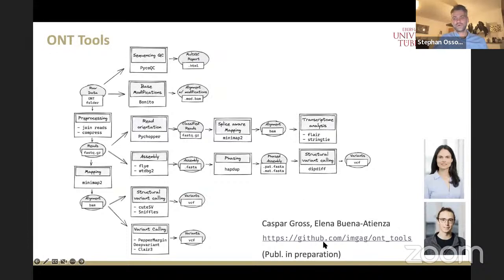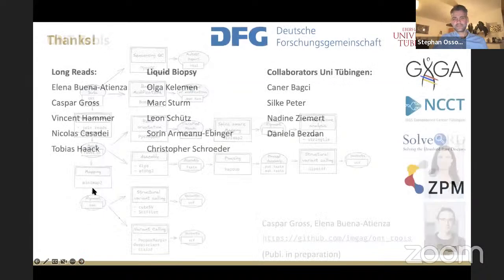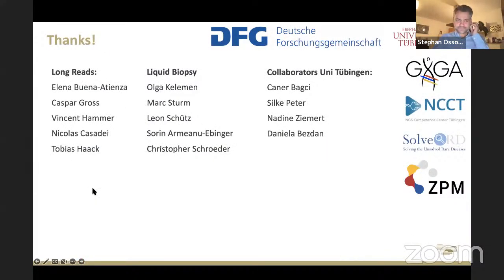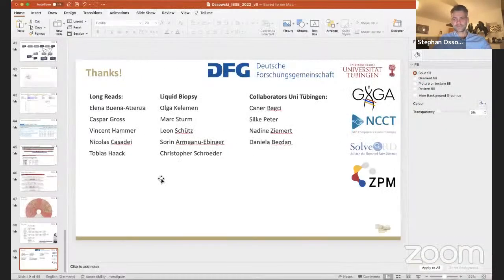Just a last slide teaser, all of these methods you can find in the tool ONT Tools, which is on GitHub as open source. So with that, I want to thank all the people, especially my long read and liquid biopsy team, and you for the attention, and sorry for slightly being over time. Thank you very much.